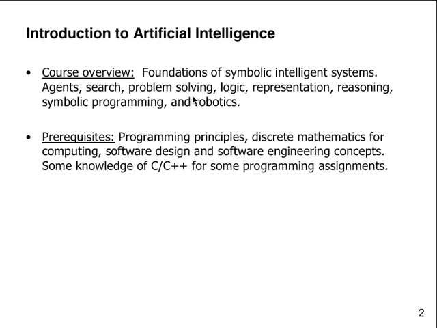So the overview of the course is pretty much a foundation of symbolic intelligence systems, agents, searching, problem solving, logic, some representation, some reasoning, symbolic programming, and a little bit about robotics, but I can't really get into too much robotics in a semester-length course. This is really a second semester of AI that would give you more robotic stuff, because then you're combining a lot of things. But I'm going to talk a little bit about robots and the artificial intelligence components associated with that this weekend.